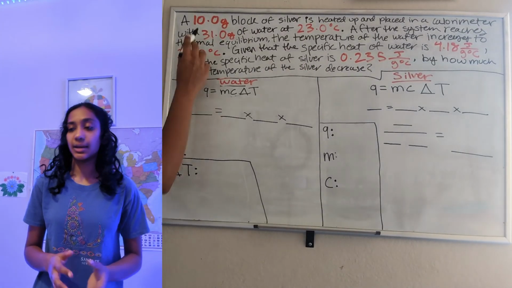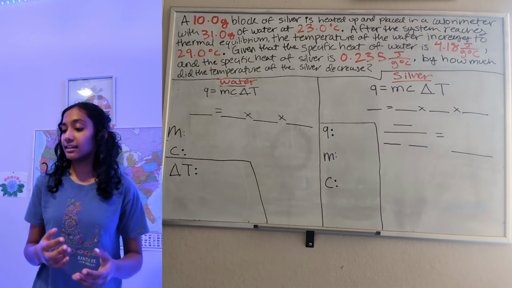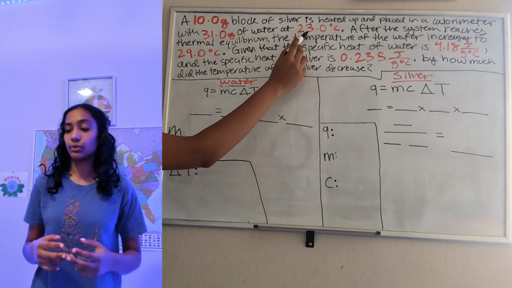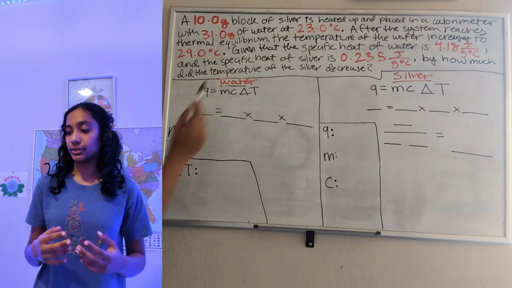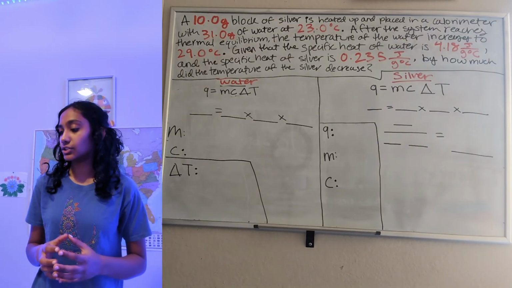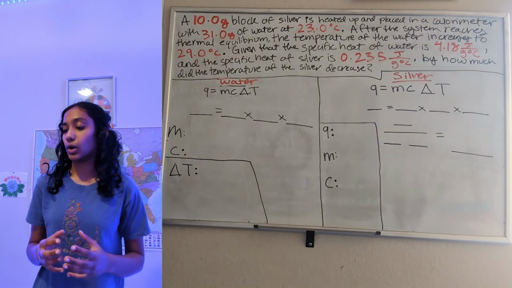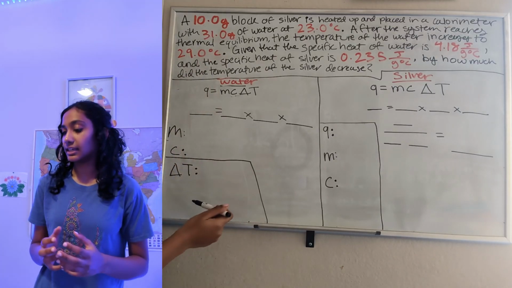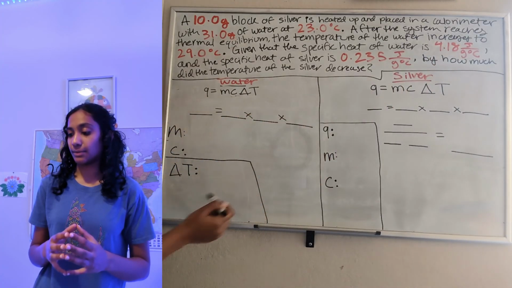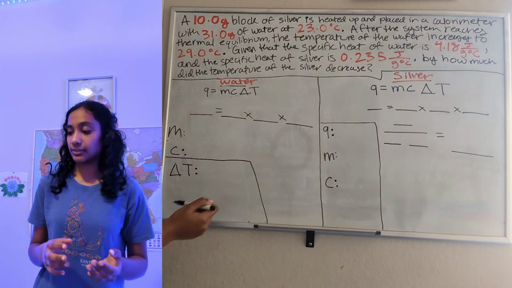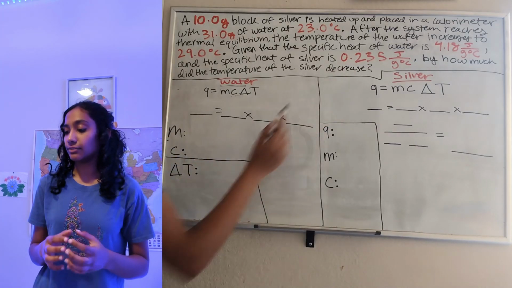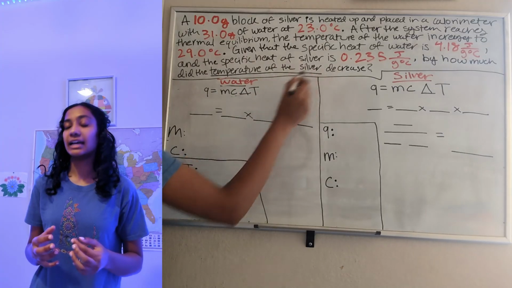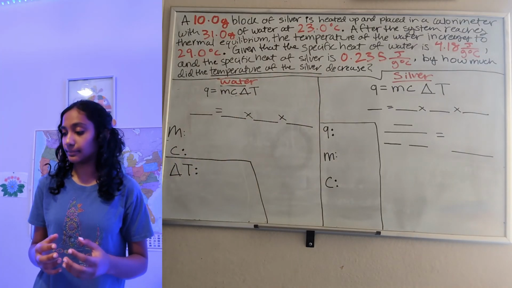This problem tells us that a 10.0 gram block of silver is heated up and placed in a calorimeter with 31 grams of water, where the temperature of the water was initially 23.0 degrees Celsius. After the system reaches thermal equilibrium, the temperature of the water increases to 29.0 degrees Celsius. Given that the specific heat of water is 4.18 joules per gram degree Celsius, and the specific heat of silver is 0.235 joules per gram degree Celsius, how much did the silver decrease in temperature after reaching thermal equilibrium?